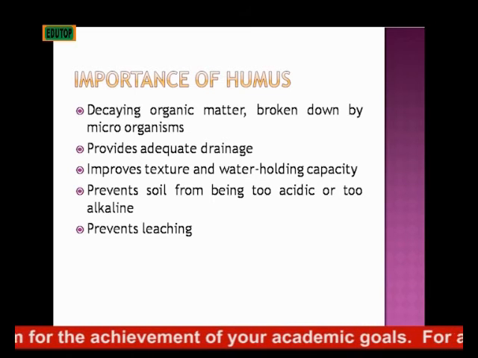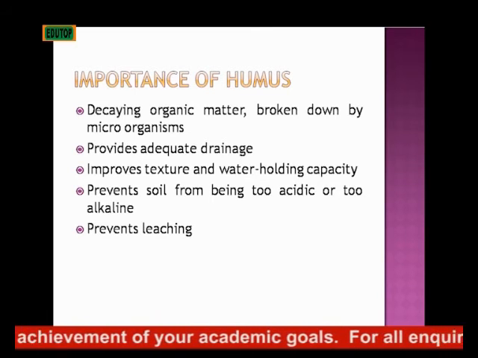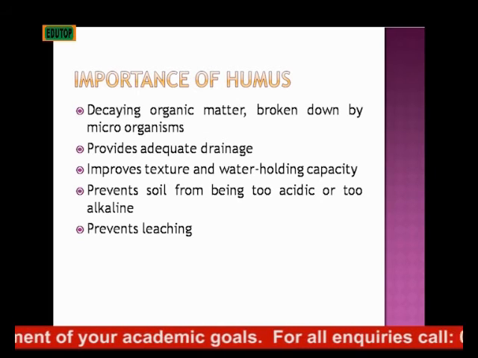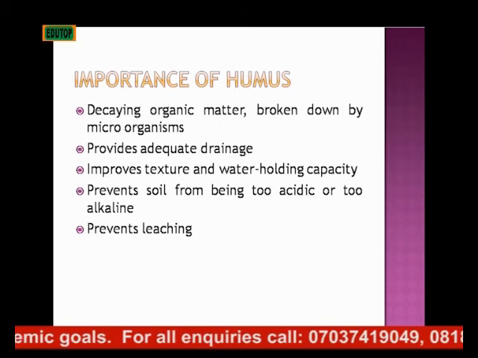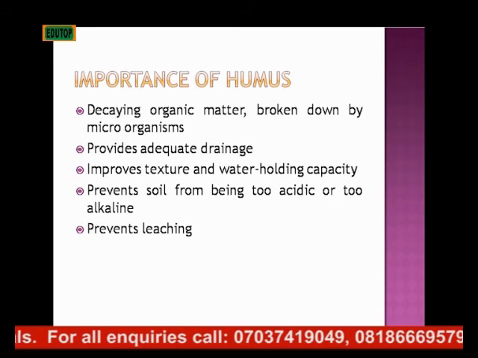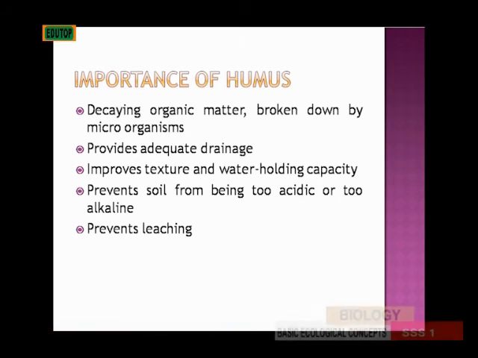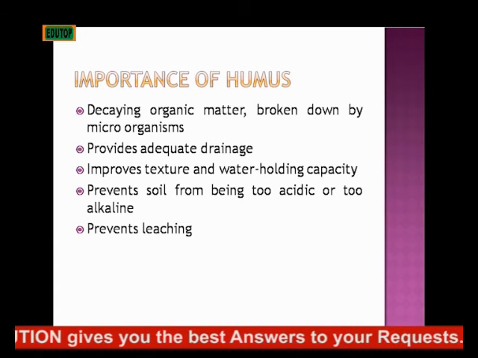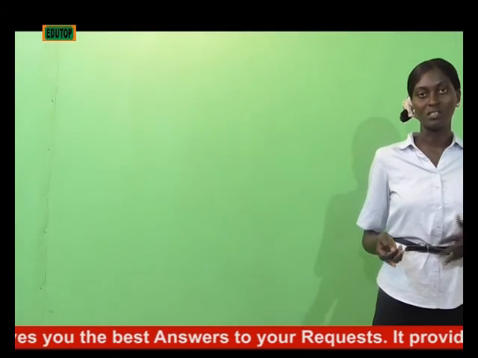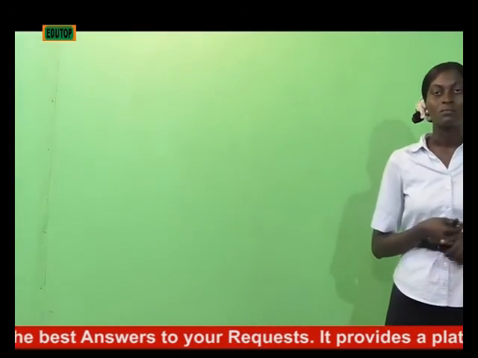Then it prevents the soil from being too acidic or basic. The pH, that is the hydrogen ion concentration of the soil, has to be balanced. If the soil is too acidic, it's harmful. If it's too basic, the plants will not do well. So humus brings a balance, and that's why you have humus in the loamy soil. Then humus prevents leaching, prevents the washing away of the nutrients of the soil.